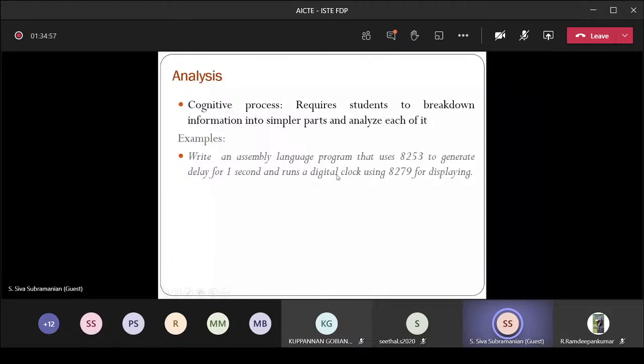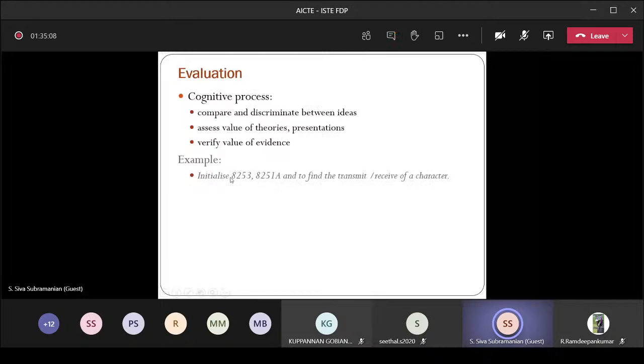Three things you are supposed to break down, and you are supposed to analyze each of them, right? And delay is coming into the picture, right? Evaluation is initializing the 8253 and 8251, and finding the transmit and receive of a character. These are two different peripheral ICs which are connected to a microprocessor or a microcontroller, right?